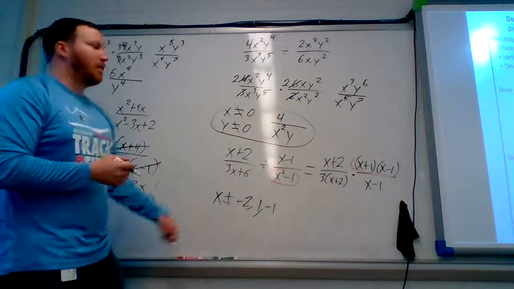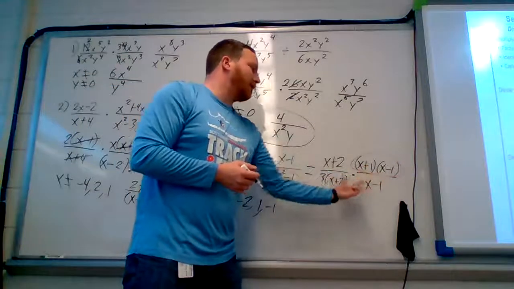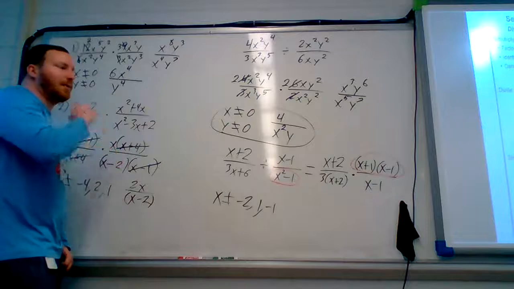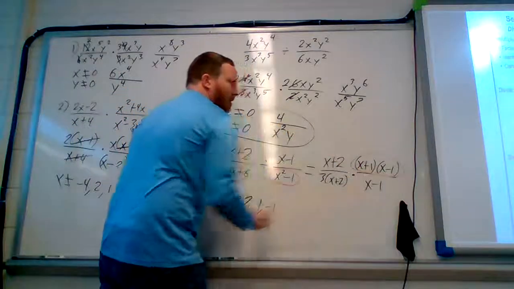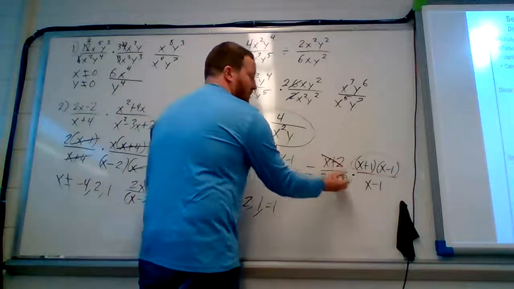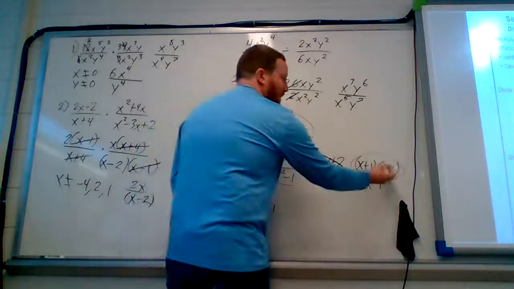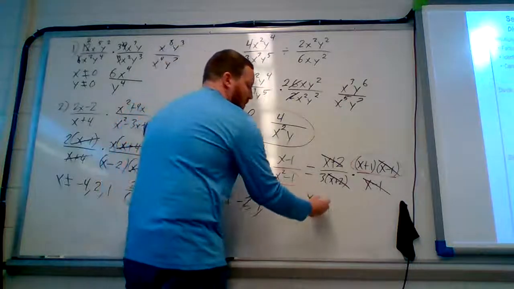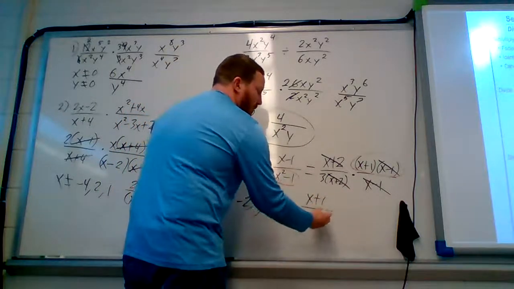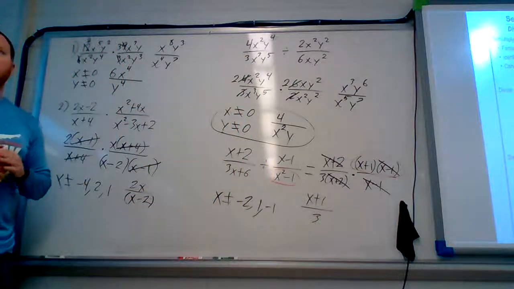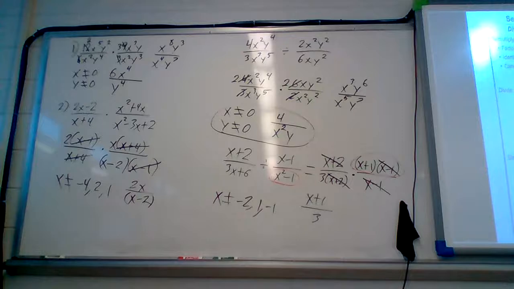Right? We now have 3 things to check for our excluded values, not just both denominators, but also our second numerator. And then we cancel things out. So we got x plus 2's, those cancel out. We've got x minus 1, that cancels out, and that leaves us with x plus 1 over 3. Any questions on dividing rationals?